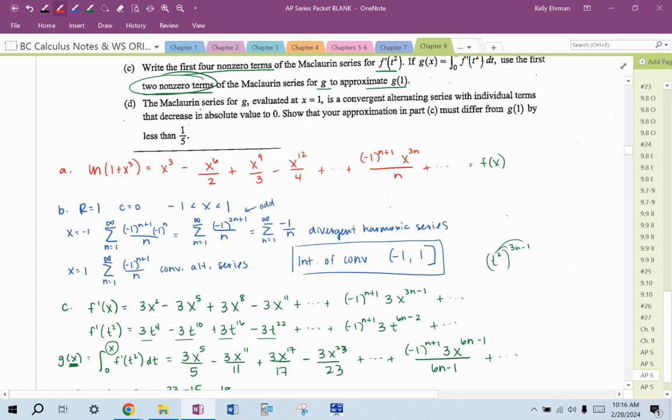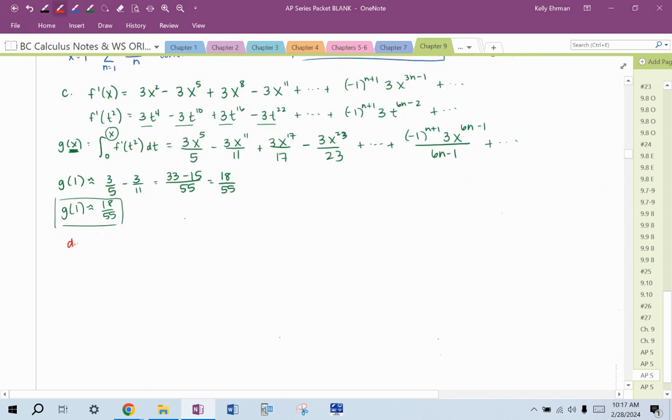Part D. The Maclaurin series for g, evaluated at 1, is a convergent alternating series with individual terms that decrease in absolute value to 0. That always means that you're allowed to use alternating series error or remainder. Show that your approximation in part C must differ from g of 1 by less than 1/5. So we did this in problem 3. Show that the actual g of 1 minus my approximation is a difference of less than 1/5.